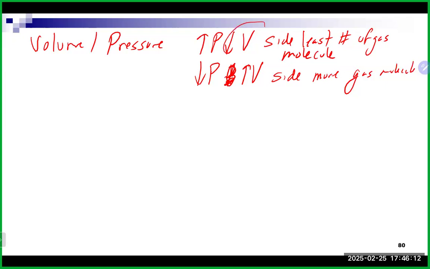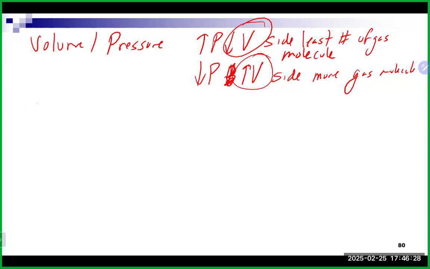Again, personally, I usually just think pressure, volume, and all that in terms of thinking about the volume. It's basically the same answer as the volume. So if you have a smaller volume, less gas molecules. You have a larger volume, more gas molecules is the way that you want to go on that.